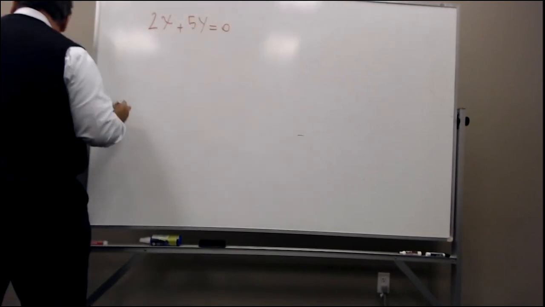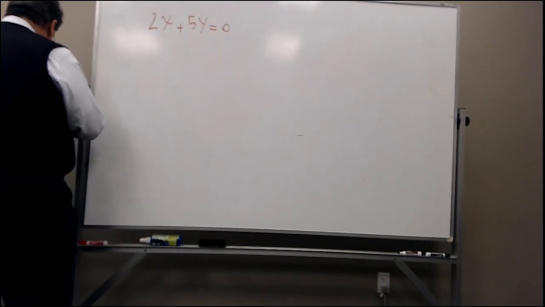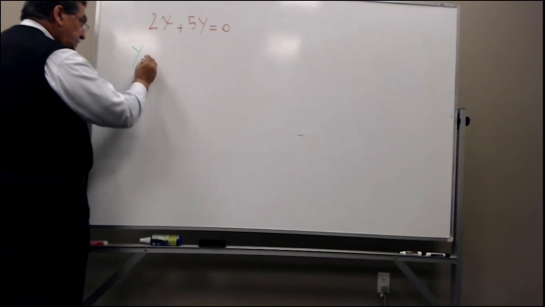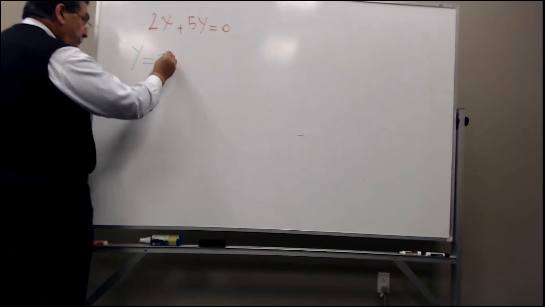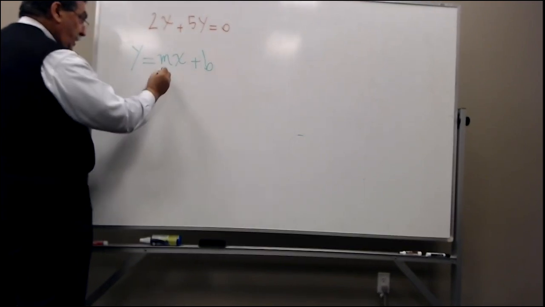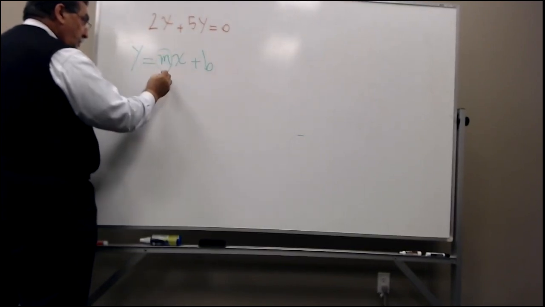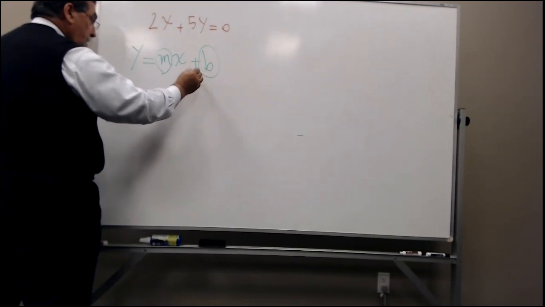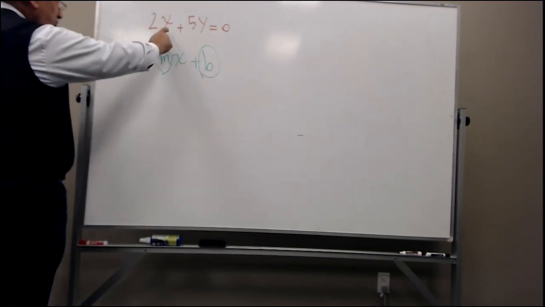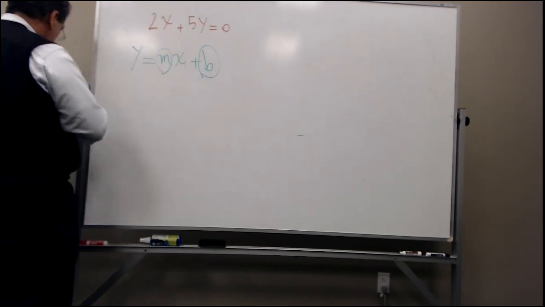Yes? Yes. Our equation was this. This is the shape of equation we want to have: y is equal to mx plus b. Yes? Right. What was m? The slope. What was b? The y-intercept. So I have to change this to this form.